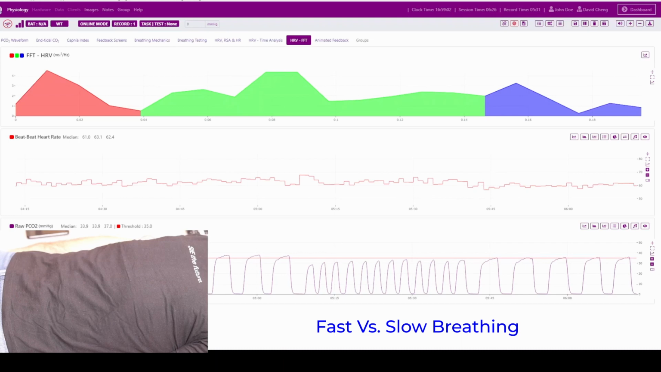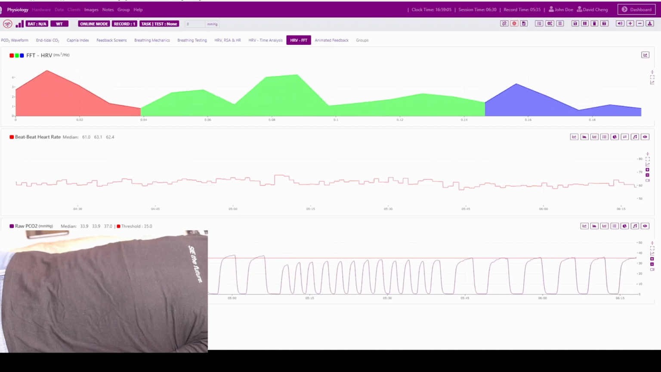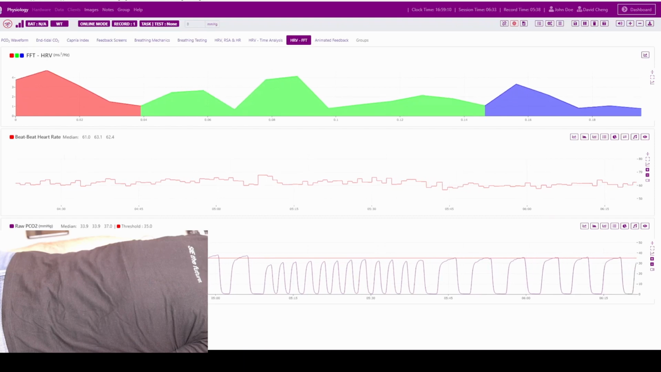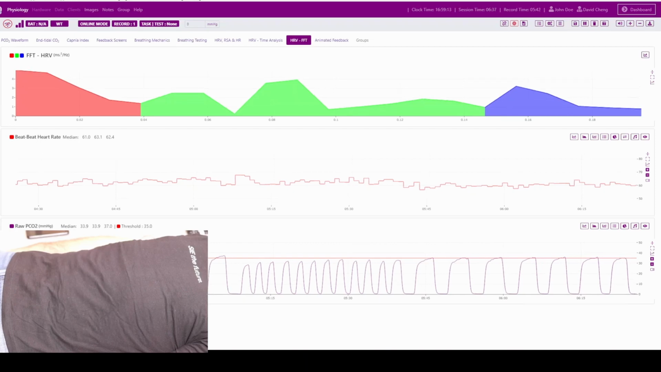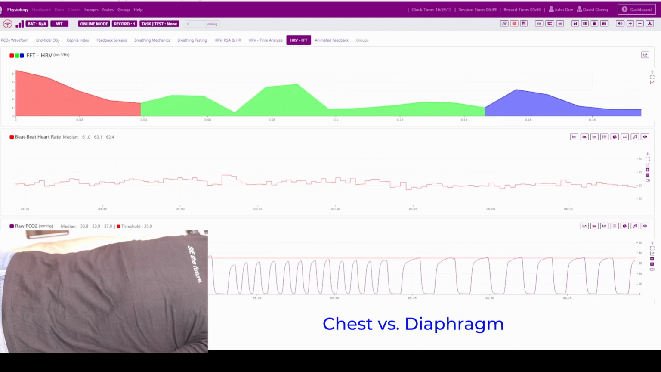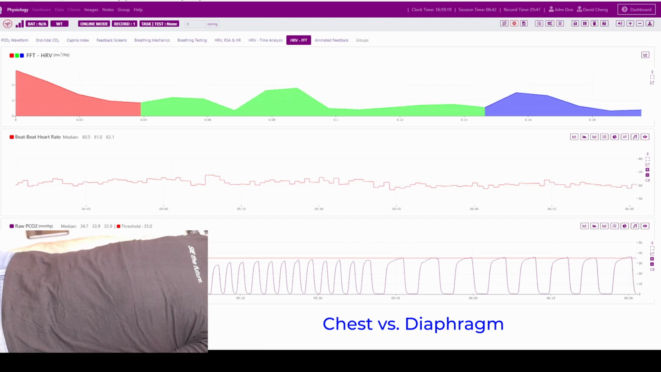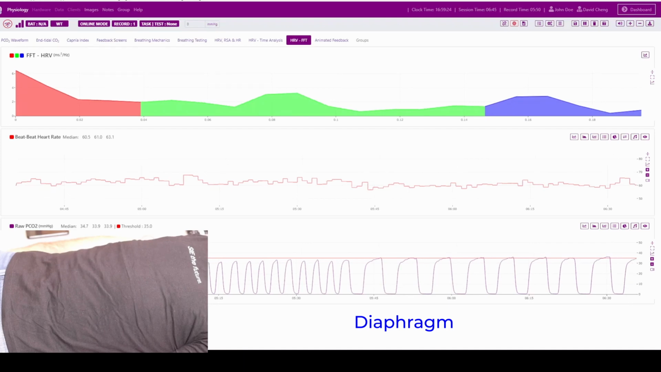Now in a second, and this is the really critical part, the second part, once he's come back to his 35 millimeter mercury range, I'm going to get him to do chest breathing versus diaphragm breathing. So John, if you can just go to diaphragm breathing. Let's just demonstrate diaphragm breathing.